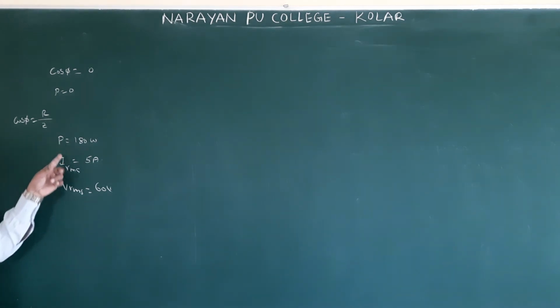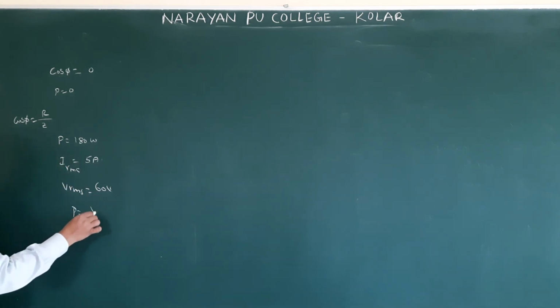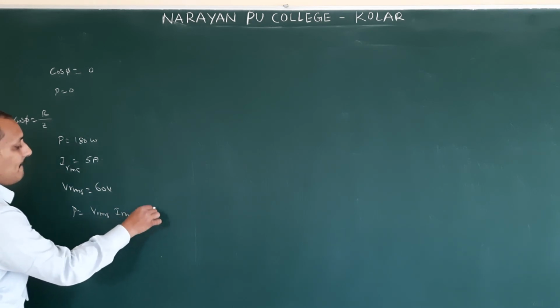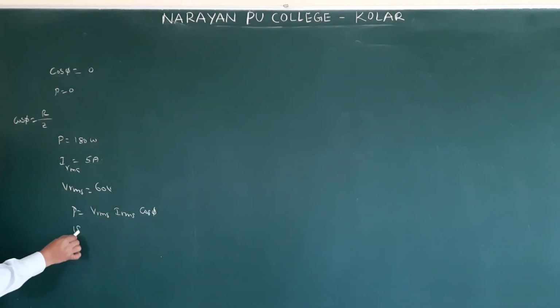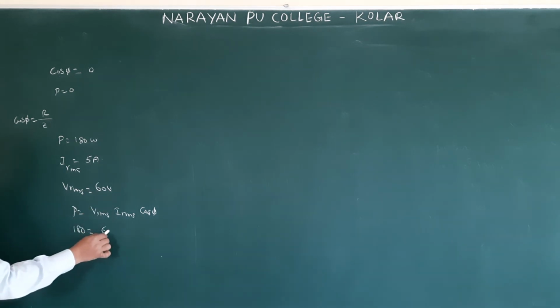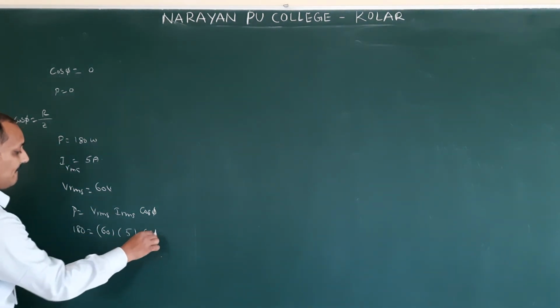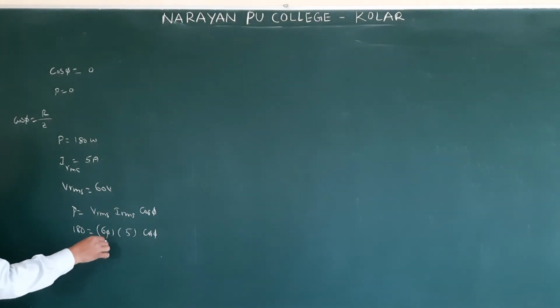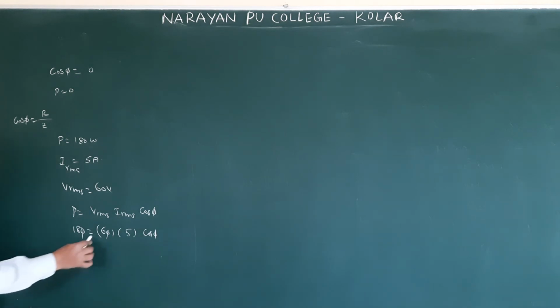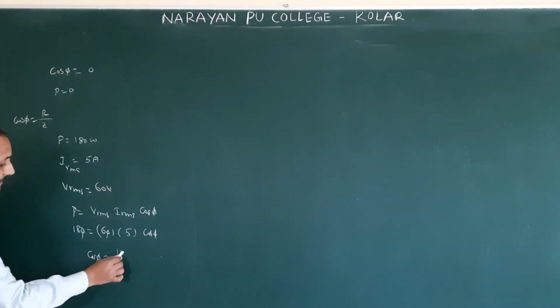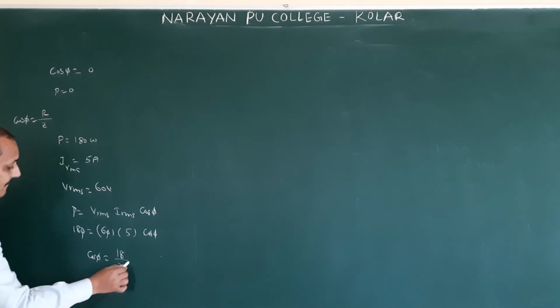So what is the formula for the power? P is equal to VRMS times IRMS times cos phi. The power value is 180, VRMS is 60, IRMS is 5. So the 0 will be cancelled. 6 5s are 30. So cos phi is equal to 18 by 30.